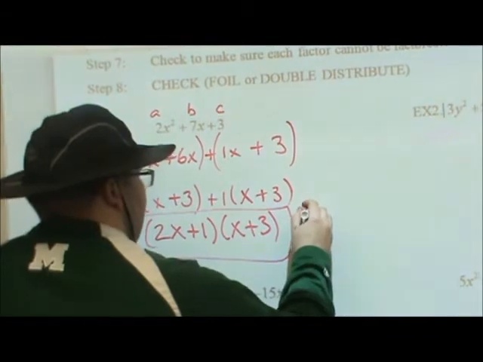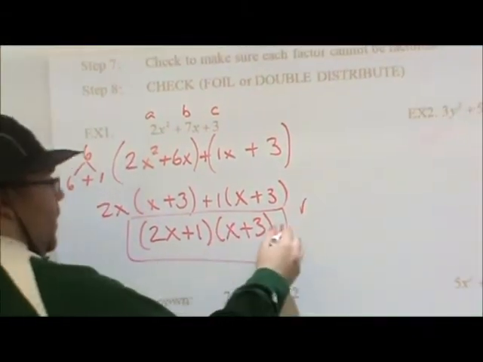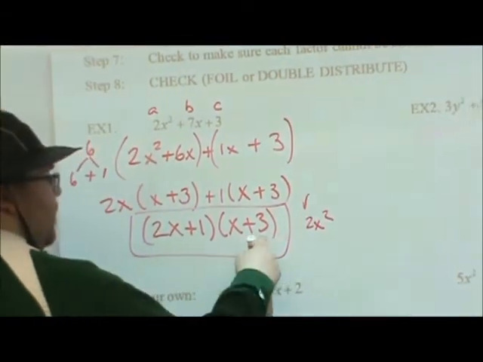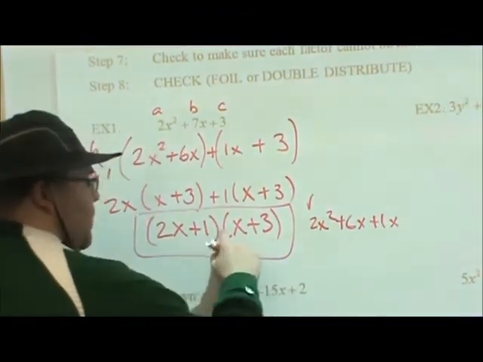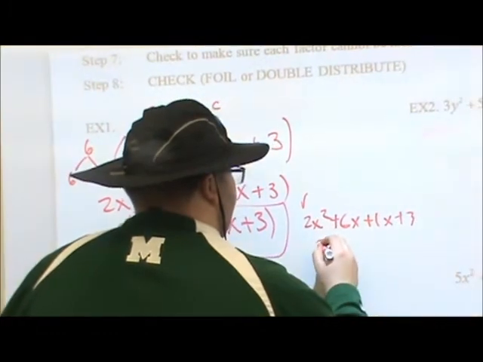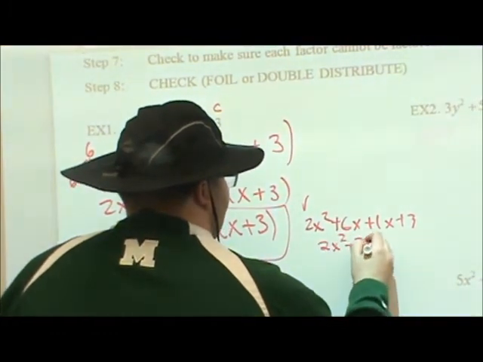Right, a little checky. Check, check. We got 2x squared, 6x, 1x, 3. Sure enough, we got the same thing.